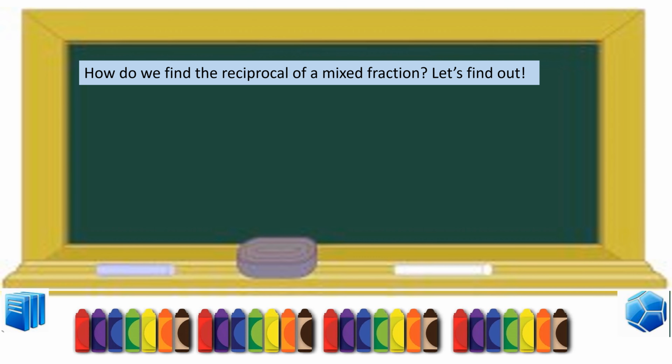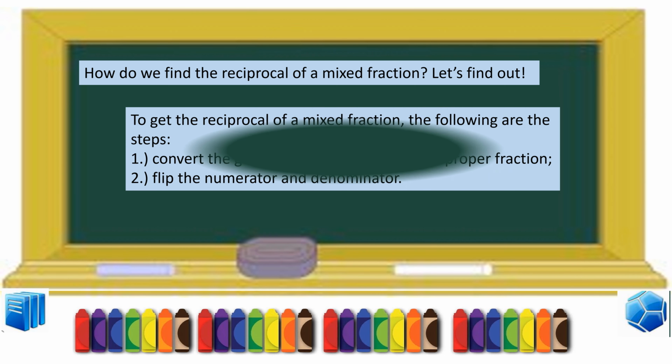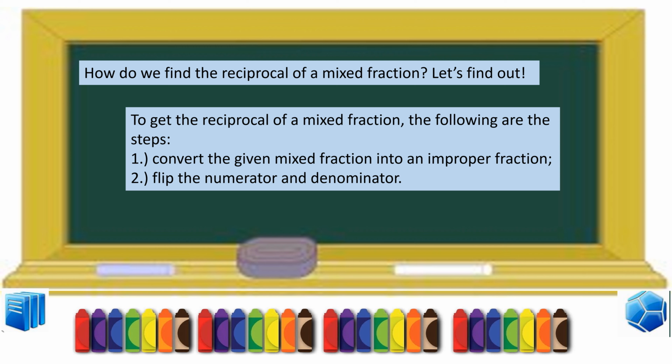How do we find the reciprocal of a mixed fraction? Let's find out. To get the reciprocal of a mixed fraction, the following are the steps. Number 1. Convert the given mixed fraction into an improper fraction. Number 2. Flip the numerator and denominator.